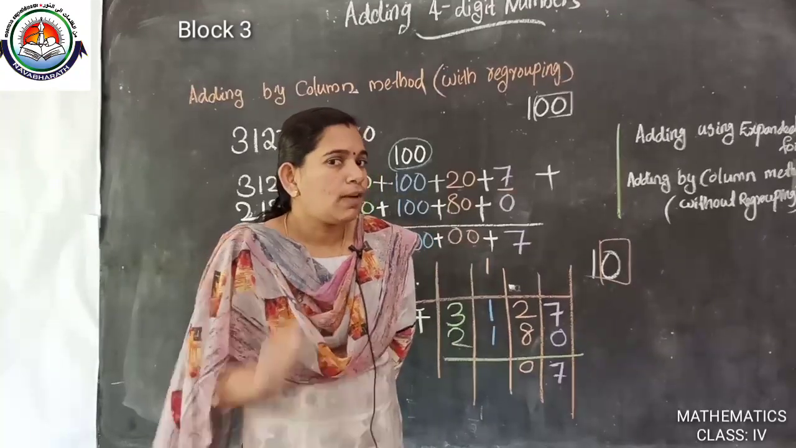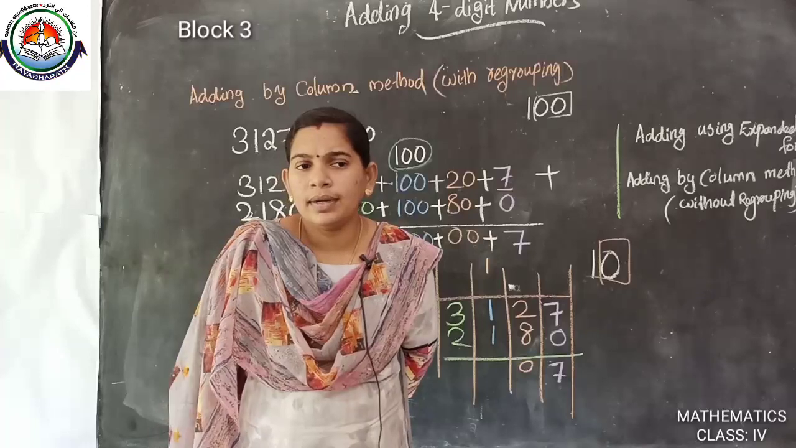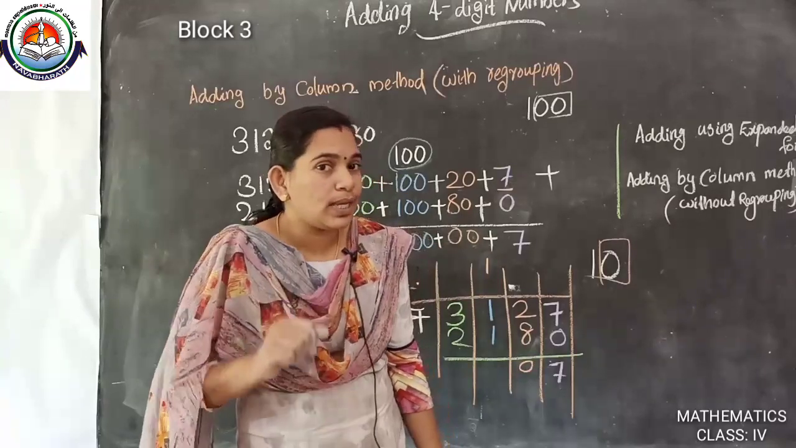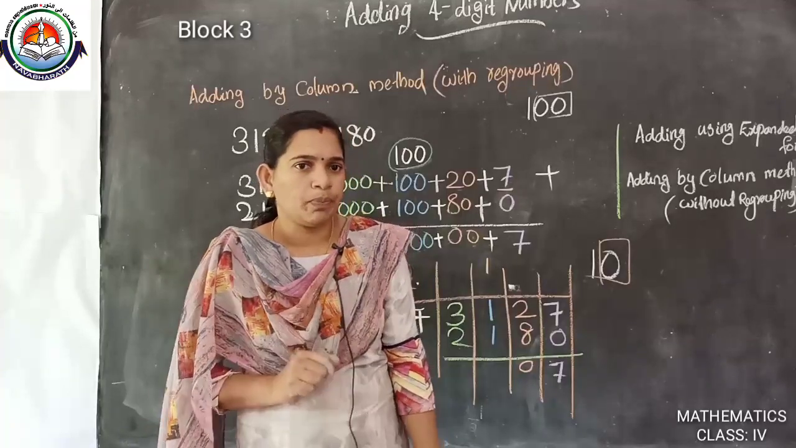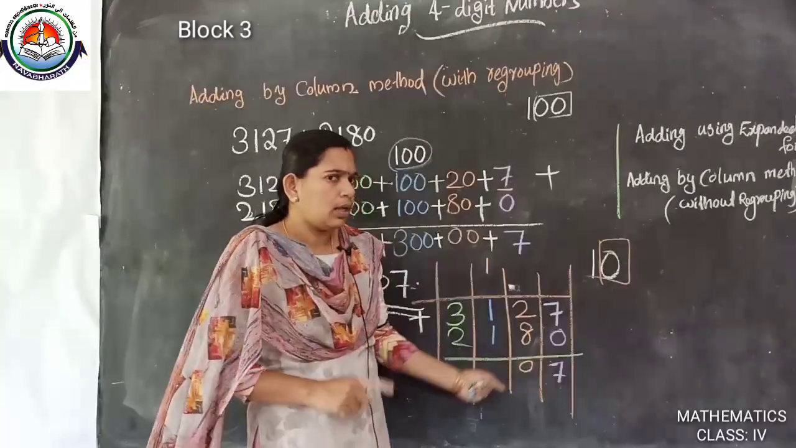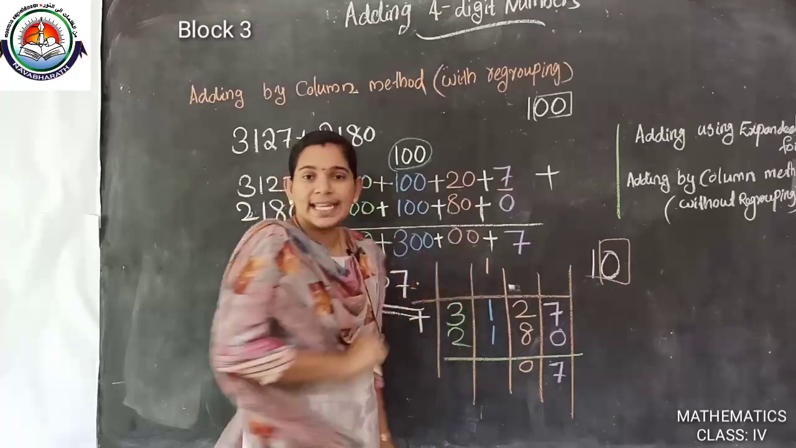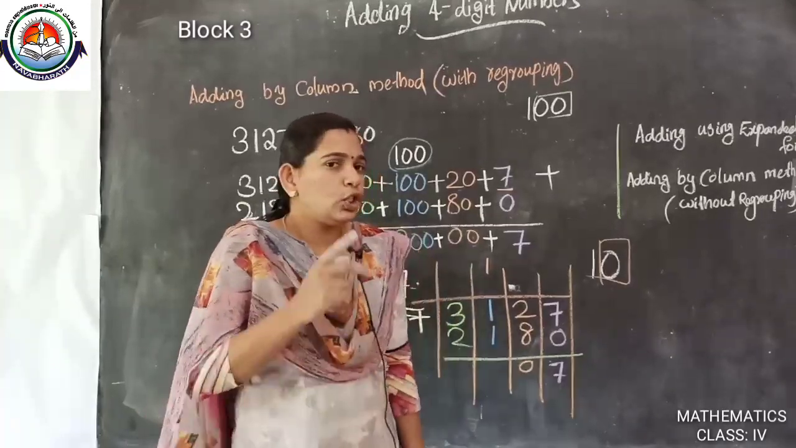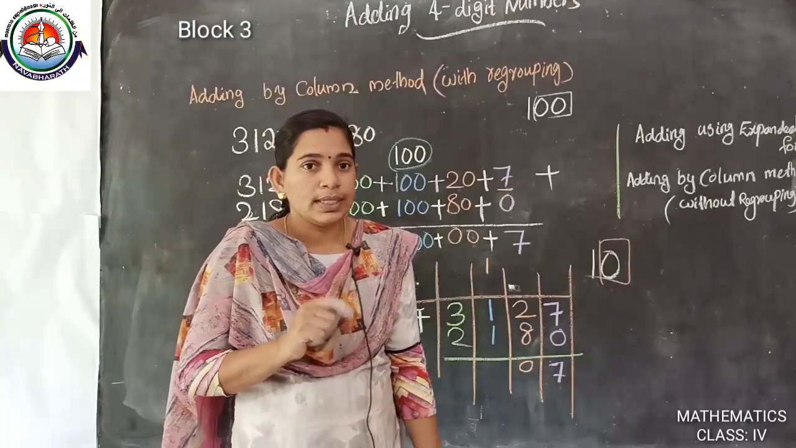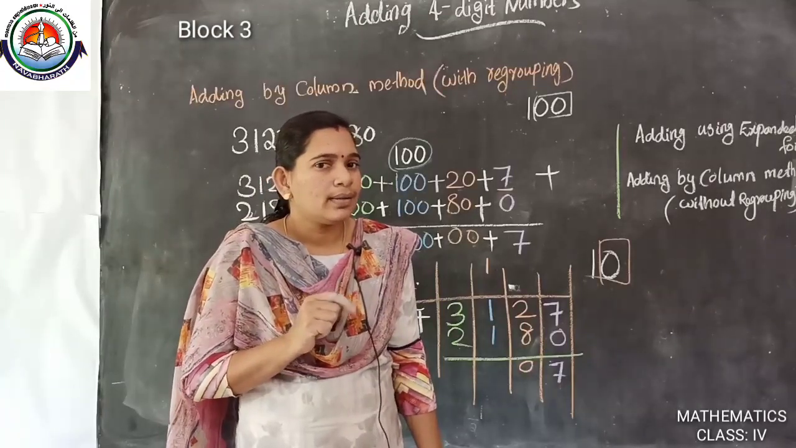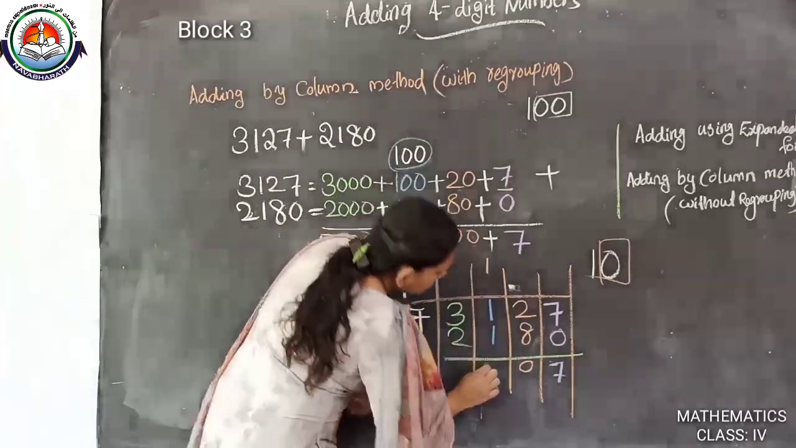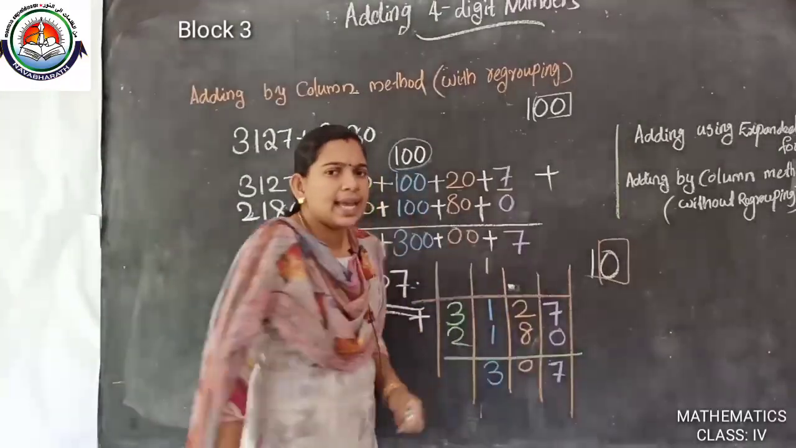3. No. What is the value of 1 plus 1? 2. Very good. 1 plus 1 is 2. Then we are writing 2 here. No. We have one carry. 2, then that carry also we want to add. 2 plus 1. What is the value of 2 plus 1? 3. So, here 3.